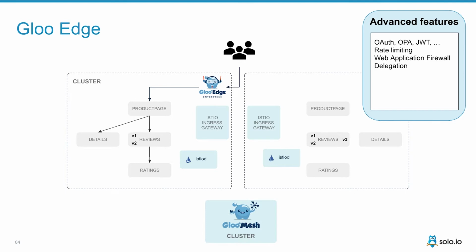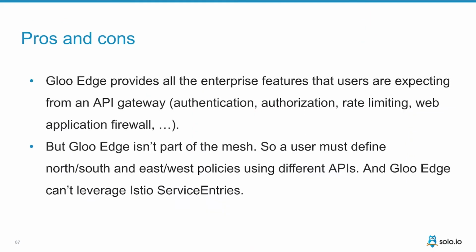You can secure the communication between the gateway and the different services, getting certificates from the Istio control plane, but you'll never be part of the mesh, right? So again, that's pros and cons, right? You get all these enterprise features, but on the other side, you are outside of the mesh. You have to define your rules for north-south in the API of the Gloo Edge gateway, and then use the API of Istio for the east-west policies. And you cannot leverage Istio service entries or things like that.